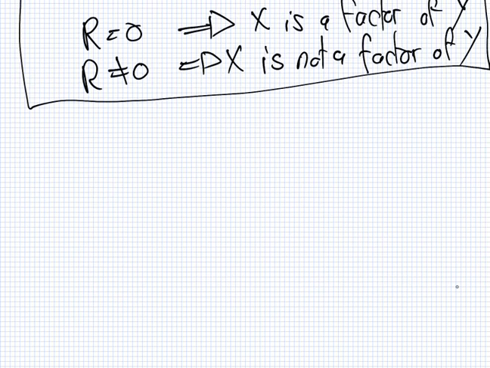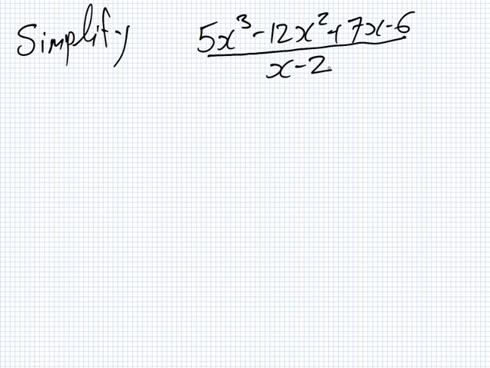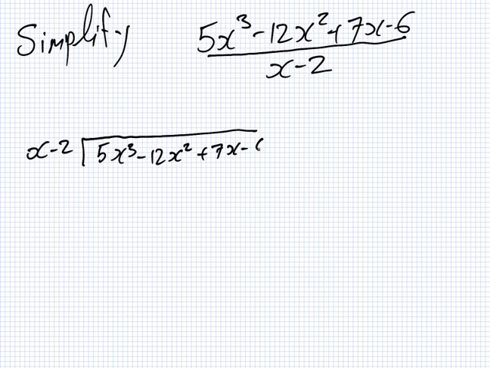Yep, okay. So, let's have a look at more examples using long division. Suppose I want to simplify this. Well, no guesses here. What could I do to try and simplify it? I could just divide it. So let's divide it. X minus 2 divided into 5x cubed minus 12x squared plus 7x minus 6.